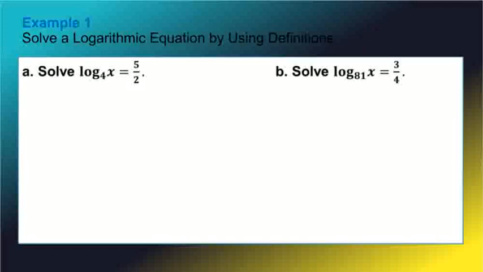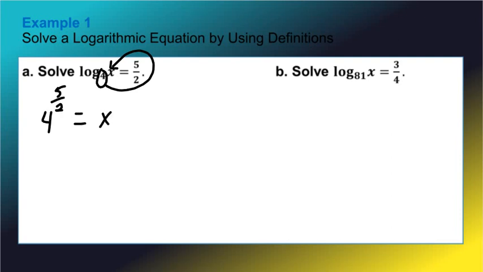So for here, we need to solve log base 4 of x equaling 5 halves. To solve this one, we're going to start with base 4 of 5 halves equals x. So we'll have 4 to the 5 halves power will equal x. The square root of 4 is 2, and then 2 to the 5th power will give us x. That means x would equal 32.